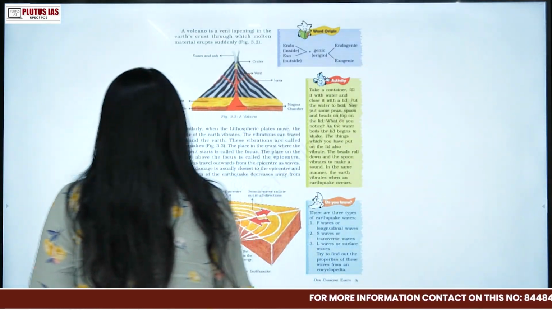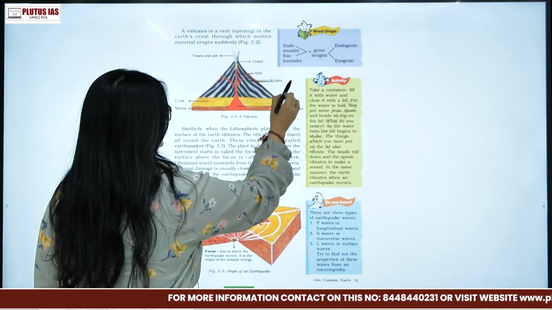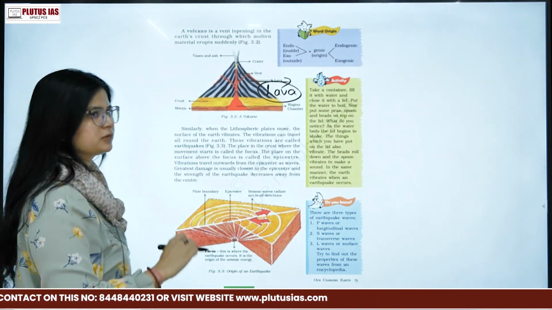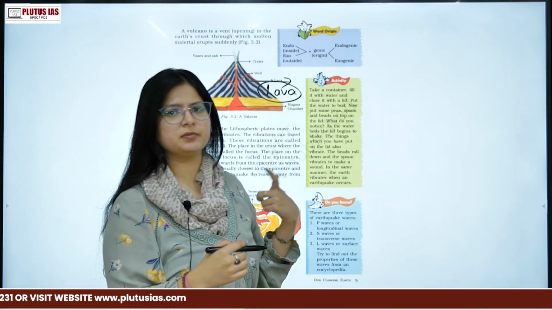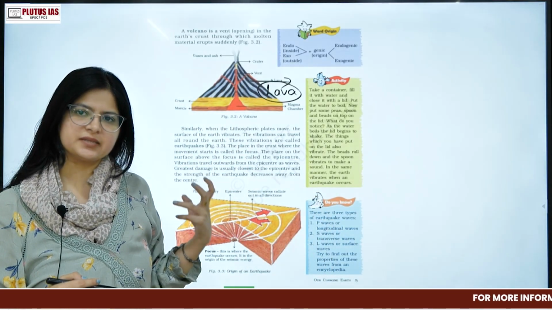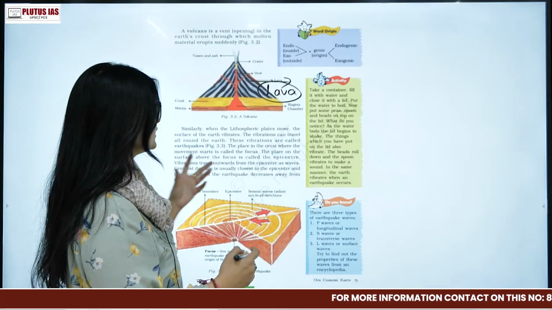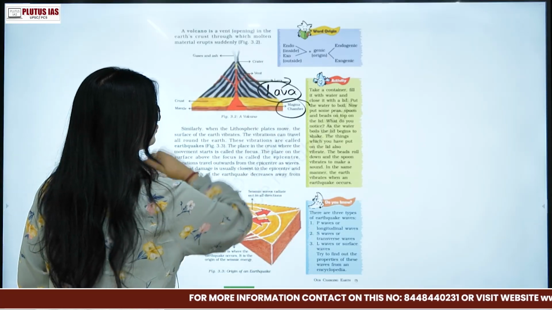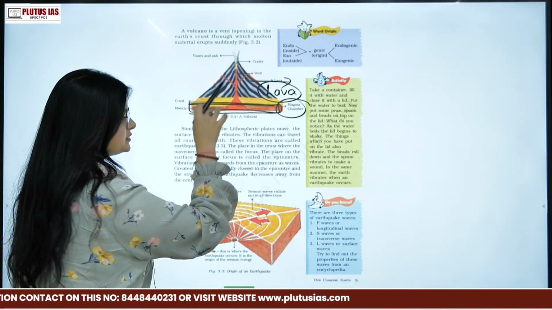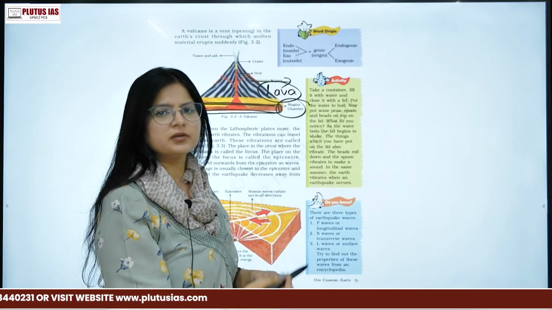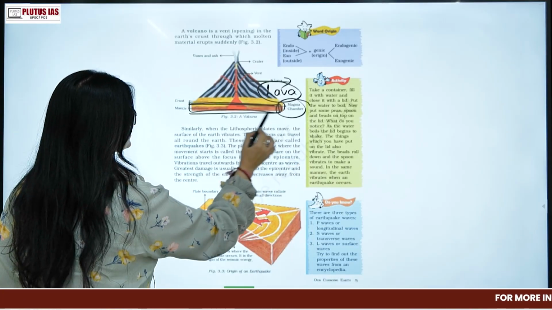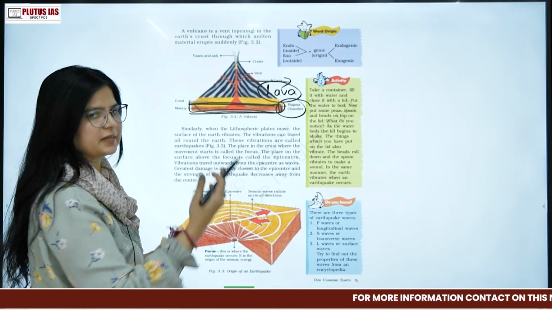Now let's look at the volcano in detail. What is the basic difference between magma and lava? Magma is the molten substance which is inside the earth. When it is inside the earth, we call it magma. Therefore the magma chamber is here. The magma chamber is deep inside the earth, and the molten material is coming from the magma chamber deep inside the earth.